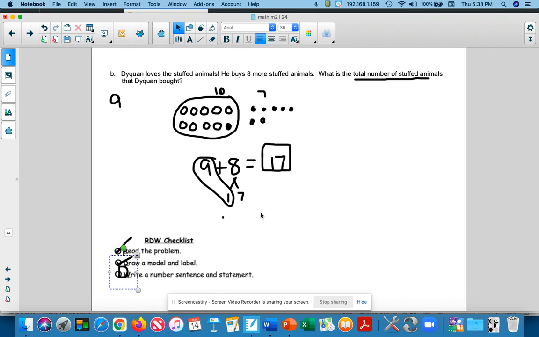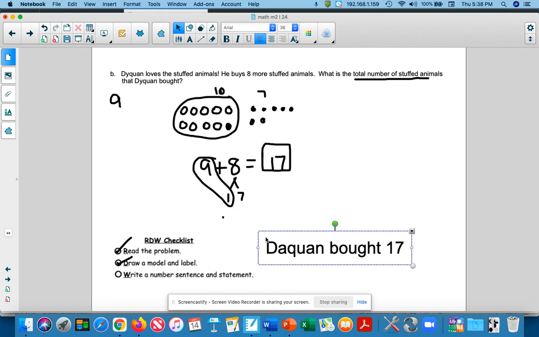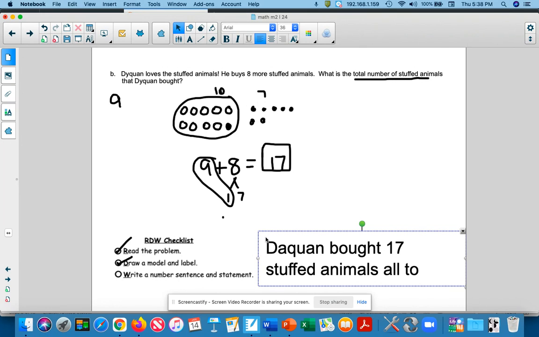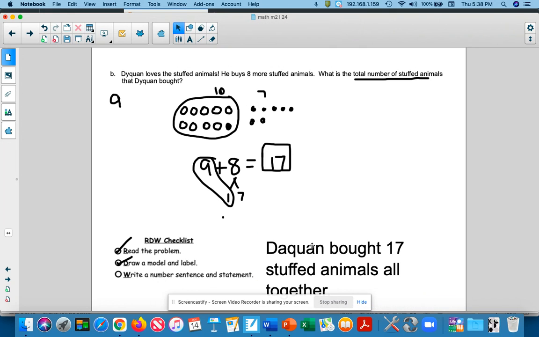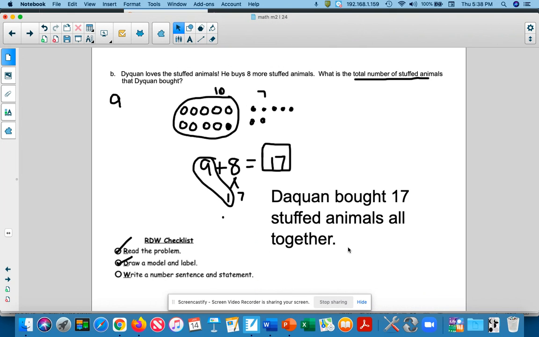And we're going to put Daekwon bought 17 stuffed animals all together. That would be your statement, finding out how many animals he bought all together.